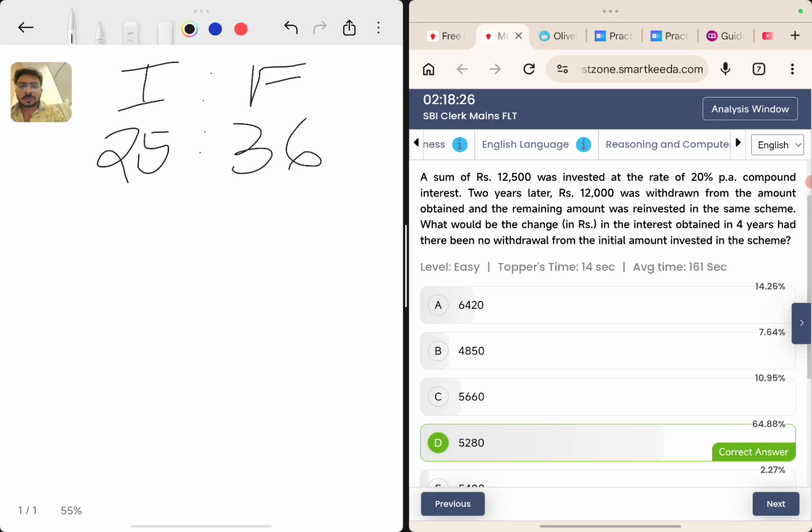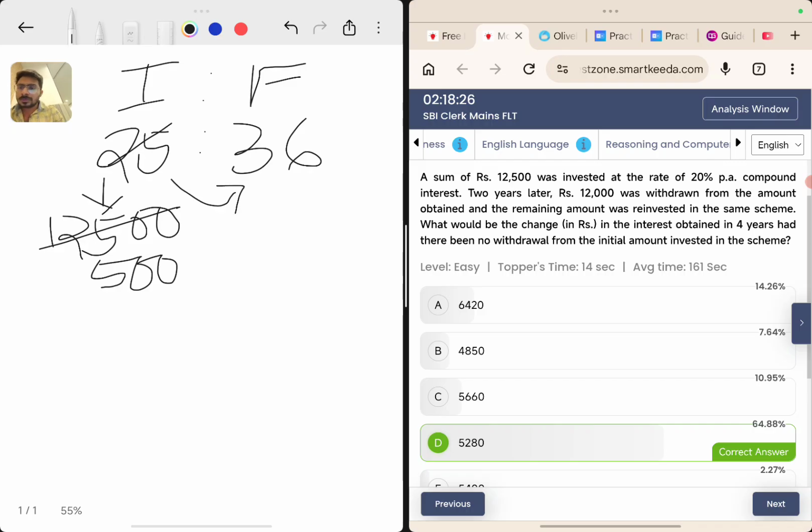So the initial amount, which is our sum, 12,500. 25 into 5, so one part is equal to 500. So how much interest did we get? 25 to 36, so the interest is 11 parts. 11 parts into 500 means 5,500. I got this as the first interest, the interest for 2 years.